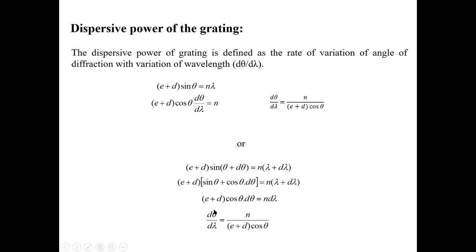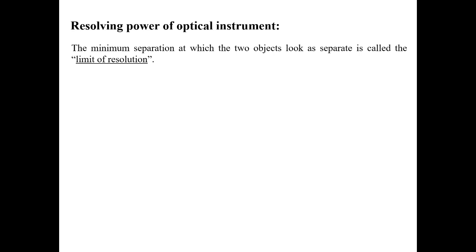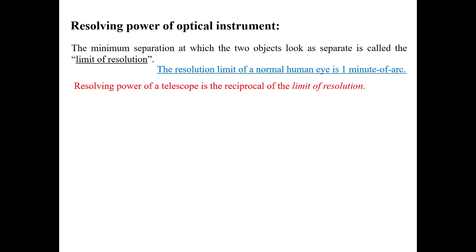This is the expression for dispersive power of grating. Now, if we talk about the resolving power of an optical instrument, then we'll have to talk about the limit of resolution first. The minimum separation at which two objects look separate is called the limit of resolution of an optical instrument. The resolution limit of our eyes is 1 arc minute, and the resolving power is the reciprocal of the limit of resolution.